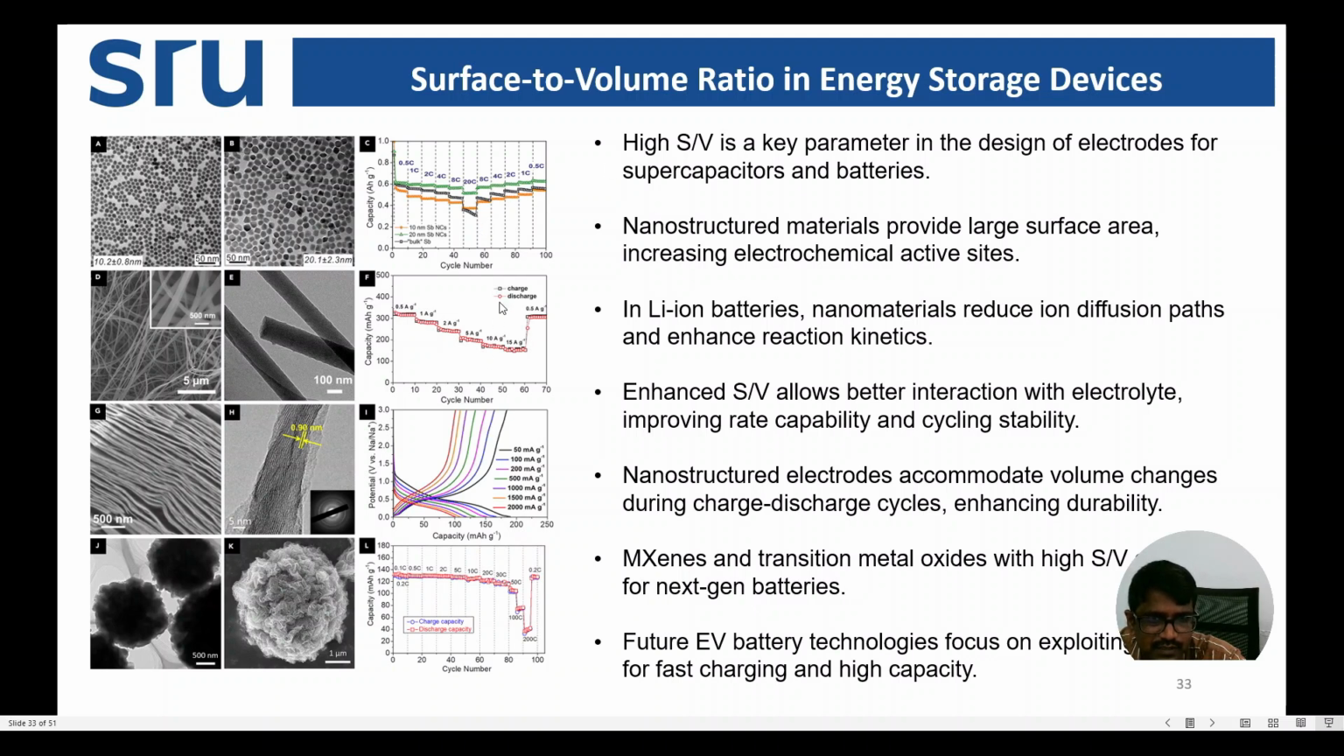This is the cycles testing, the charge discharge testing. These are all related to electrochemical studies. This is charging, this is discharging, at different C rates: 0.1 C rate, 0.5 C rate, 1 C rate. These are different C rates at different conditions.